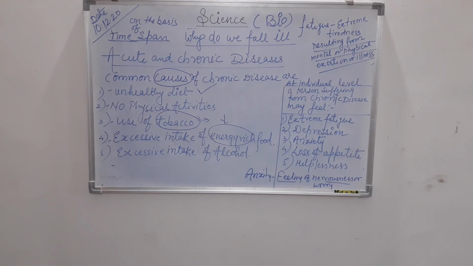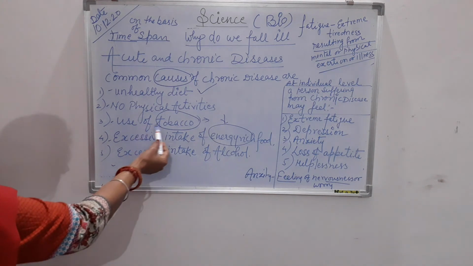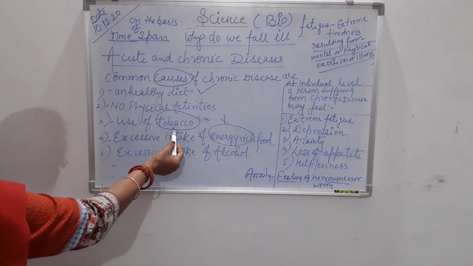Now children, what do you think? Can we prevent chronic diseases? Yes, we can prevent chronic disease up to a certain limit. By following some healthy practices, we can change our diet as well as our lifestyle. Number one, here I have written use of tobacco. So we should stop taking tobacco.